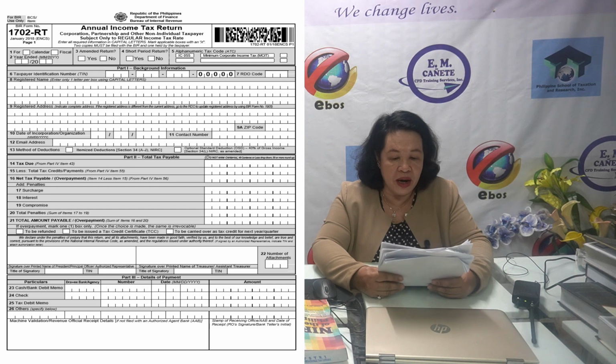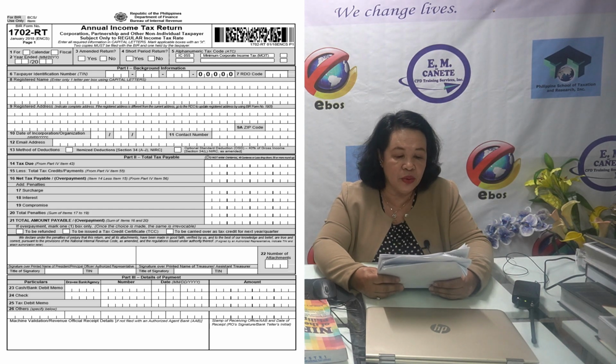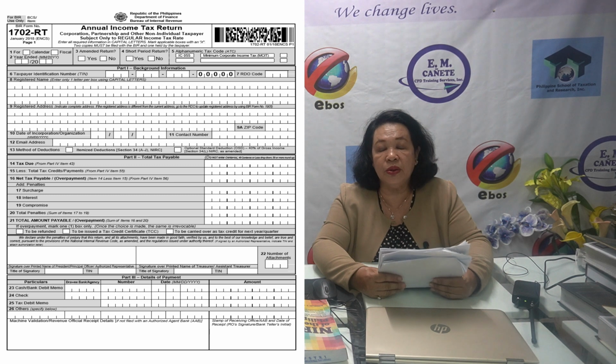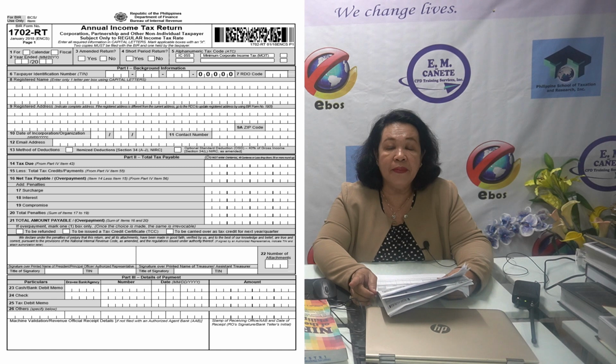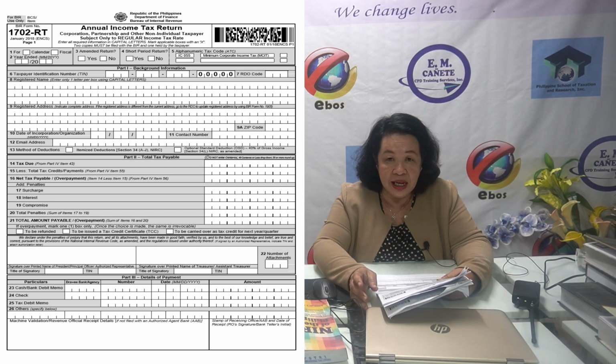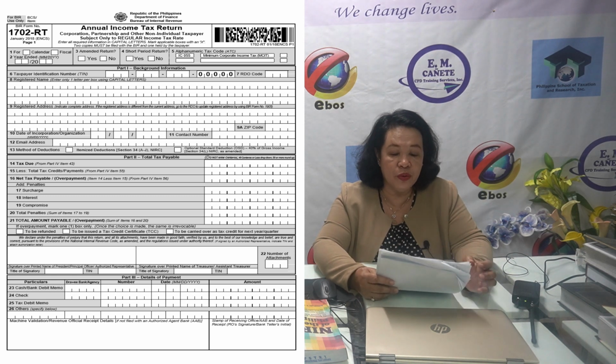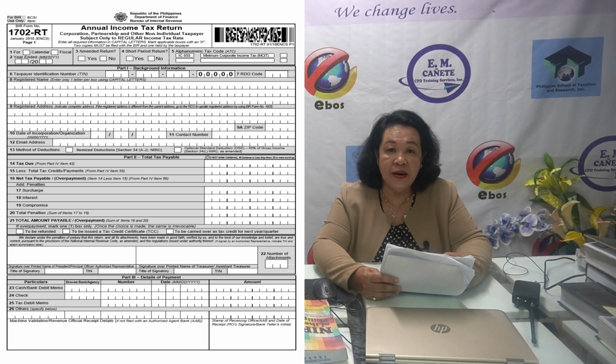For the Part 1 background information, line number 6, we have taxpayer identification number. Where are you going to get this tax identification number? You have to look at the SEC, the Securities and Exchange Commission registration of your corporation, because that is the original tax identification number issued to you by the SEC, and that is your permanent tax identification number. Okay, so you have to put it here. Only the first 9 digits of your tax identification number.